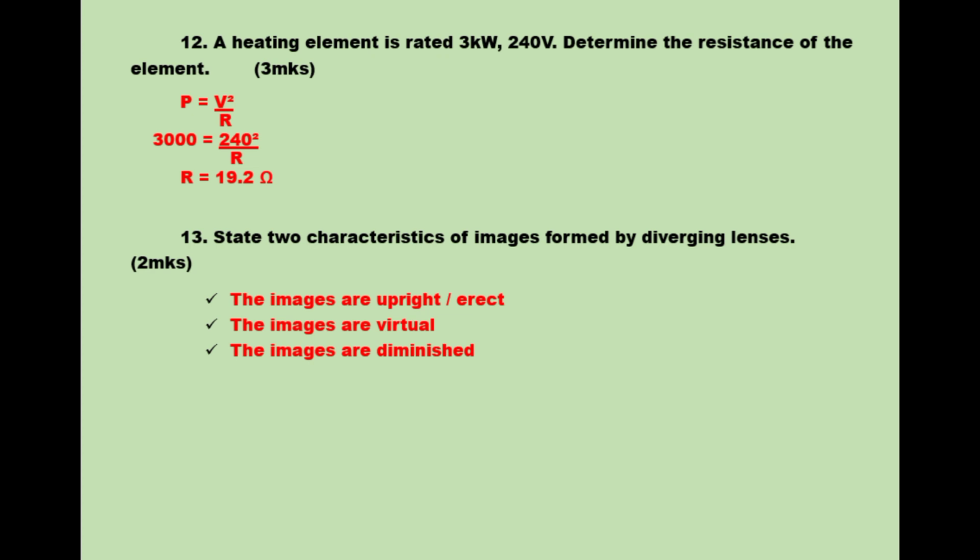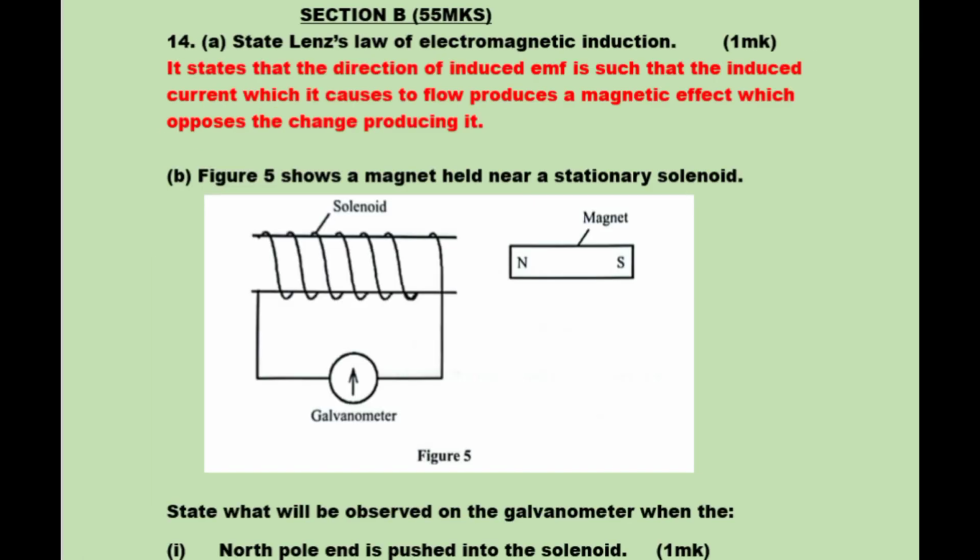So that's all about section A, 25 marks of section A. I want us now to proceed to section B, which has 55 marks.